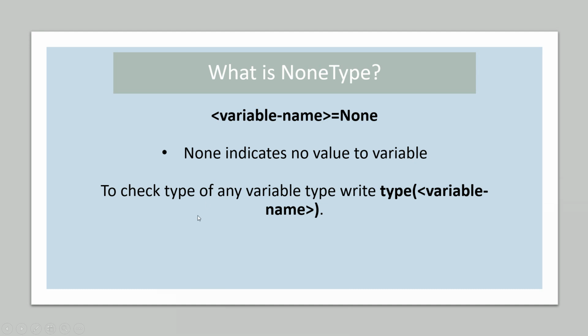And if you have created any variable and you want to check what is the type of that variable, then how to check that? There is a method called type and we need to pass that variable name there in the parameter. So I'll show that example also in the next few minutes.